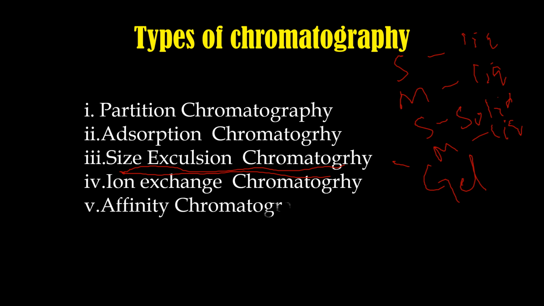Fifth one is the affinity chromatography. It separates the solute based upon their affinity with the stationary phase. According to some scientists, there are four main types of chromatography. The fifth one is not a type, but others say there are five types of chromatography. So I have told you all the five.